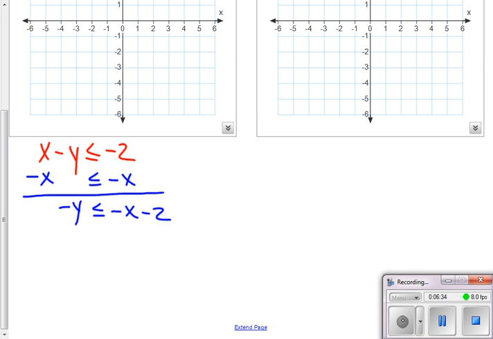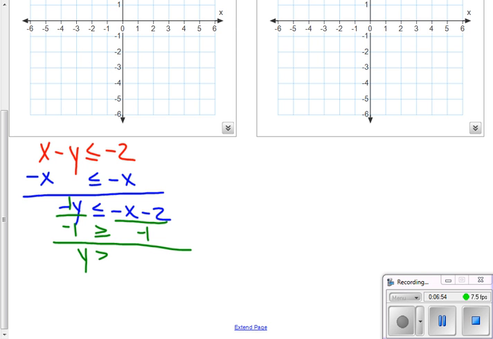Put it in slope-intercept form. First thing that we should have done is subtracted x from both sides. And we're still not finished. We still have a negative y there, so we need to get rid of that negative sign. So remember, this is really a -1, so we can divide both sides by -1. Since you've divided by a negative number, your inequality switches or flips.